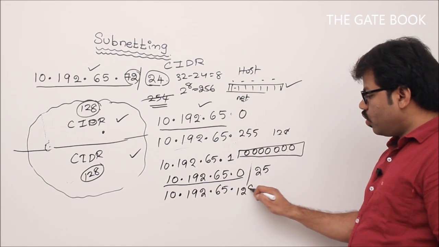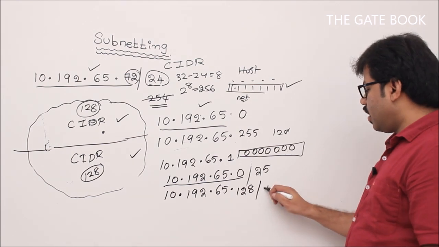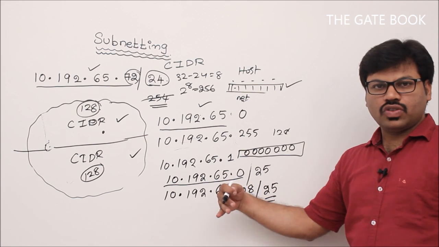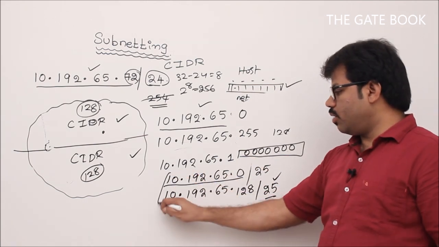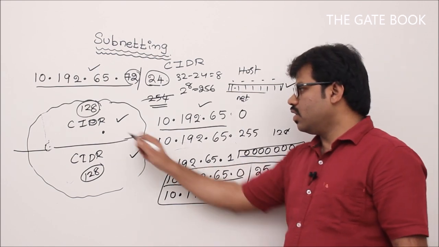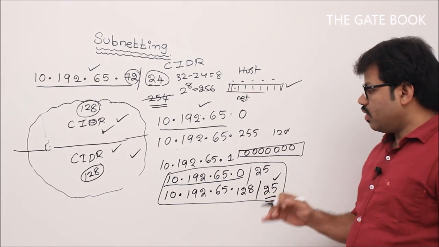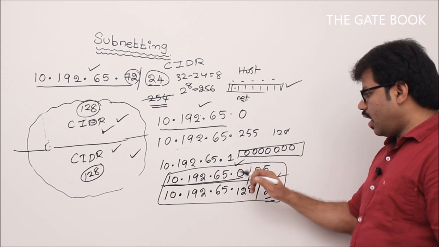10.190.65.128. This is going to be one of the addresses in the second part, and that is also going to have a network prefix of 25, 24 as usual plus 1 bit extra. So 25, 25. These two will be CIDR notations for two subnetworks, 1 and 1.